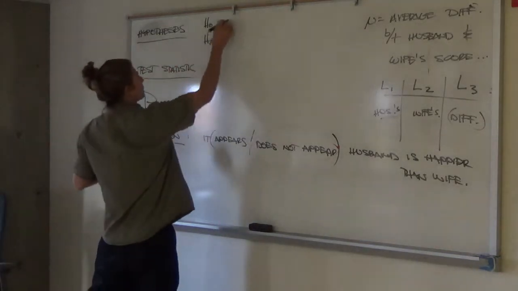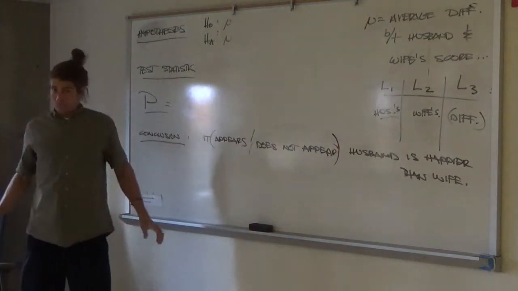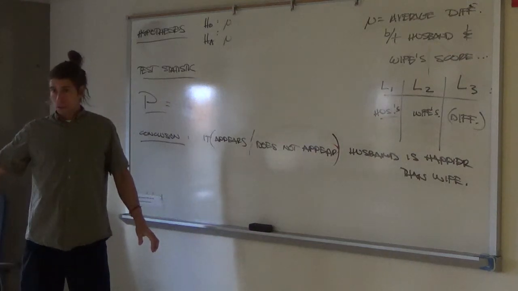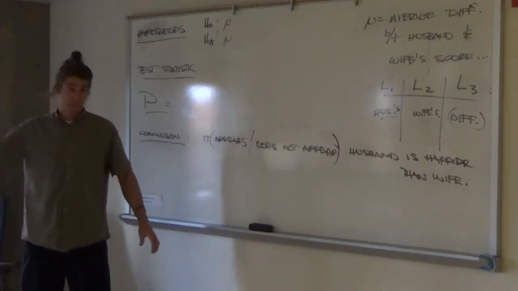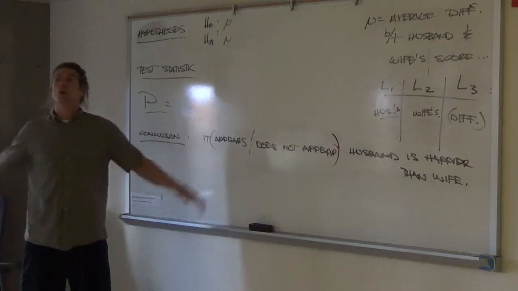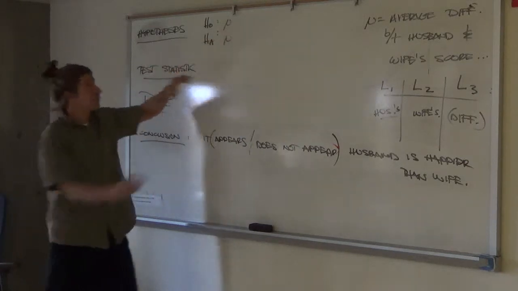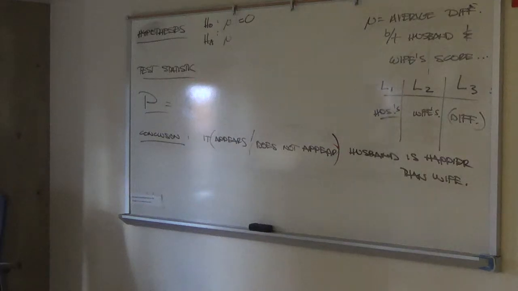Okay. Mu is what we're testing. What are we trying to test to see? If who's more satisfied? Husband. We're going to go in believing that the average difference is zero. There is no difference on average between the husband and the wife. As we do with every hypothesis test, you go in believing nothing's changed.